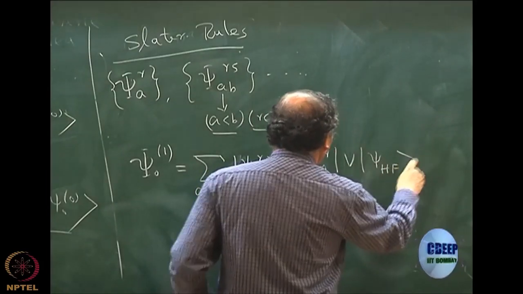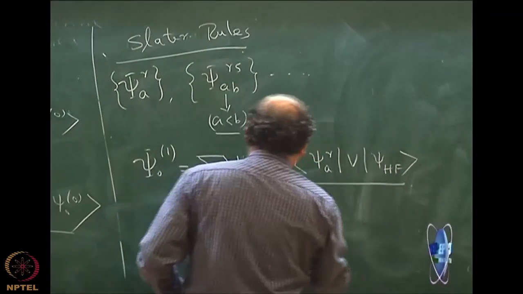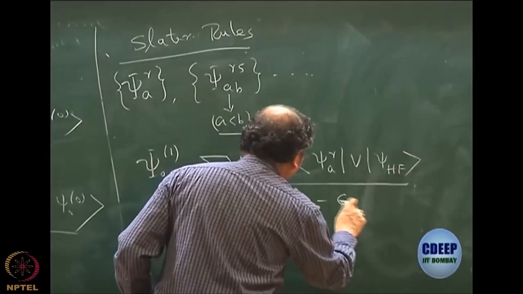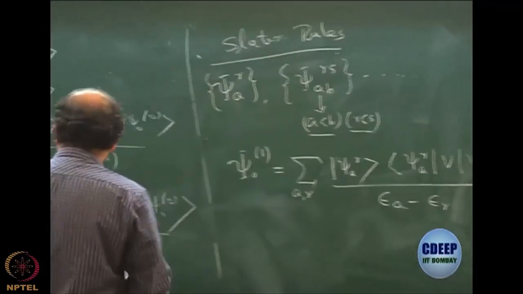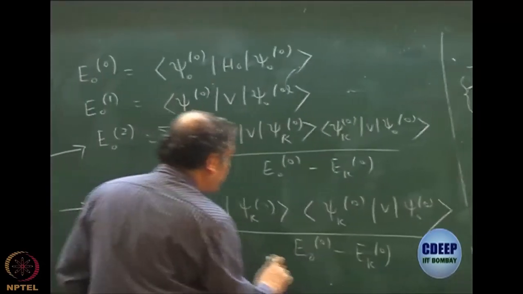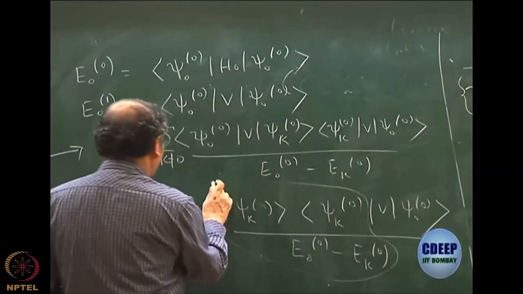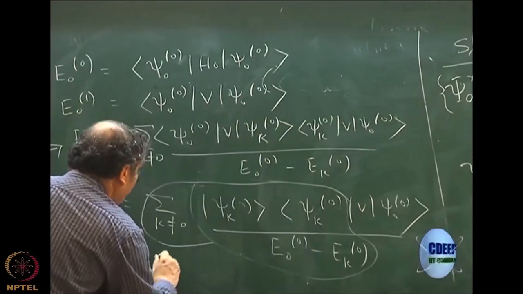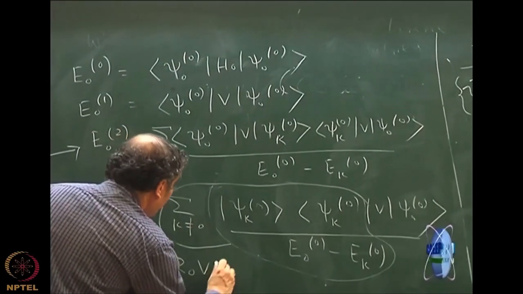I am just writing the coefficient later for obvious reasons, and this is epsilon A minus epsilon R. I will just explain to you. I already told you I prefer to write it in this manner, because I defined this as a resolvent with this summation. So, this quantity can be written simply as R0 V psi 0 0.